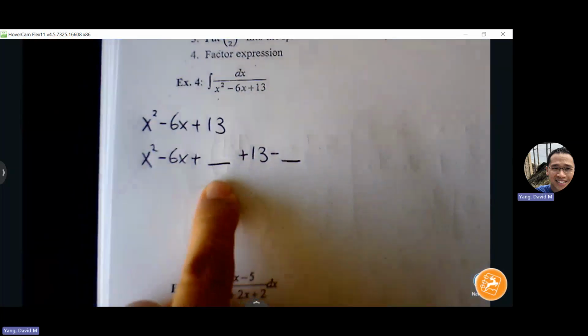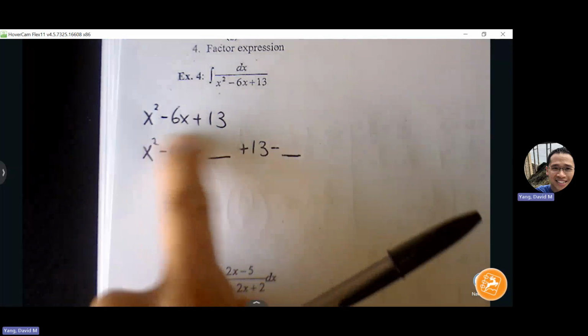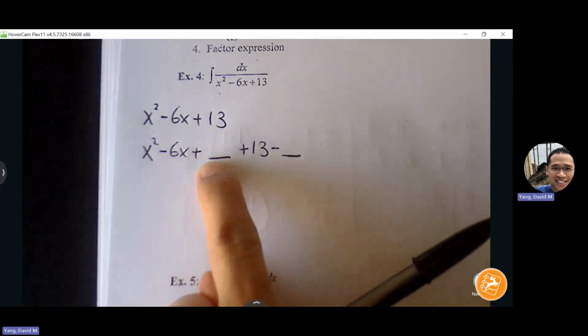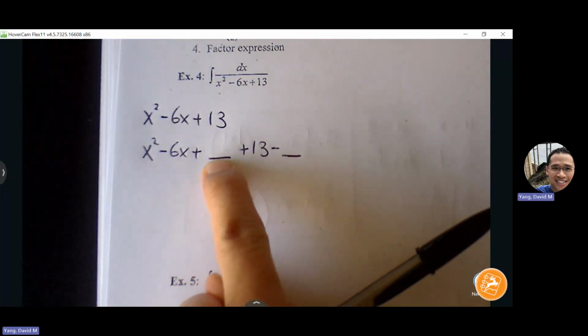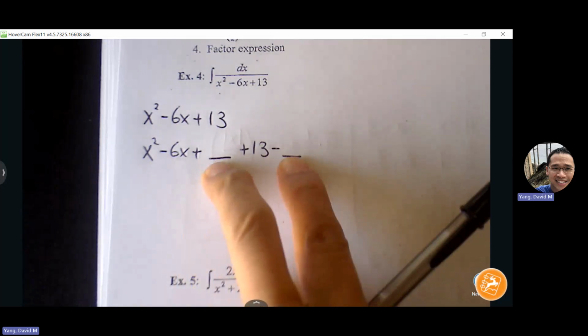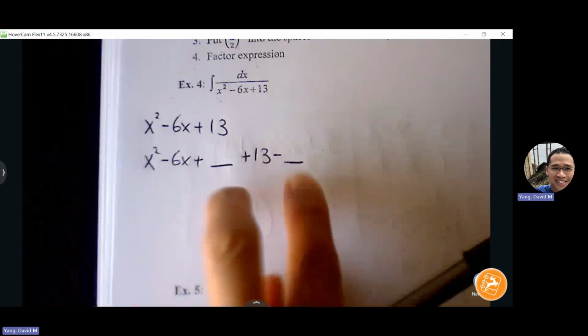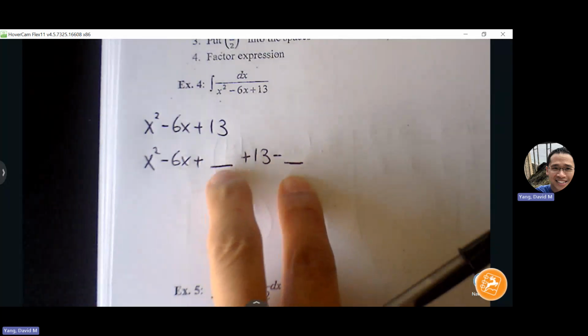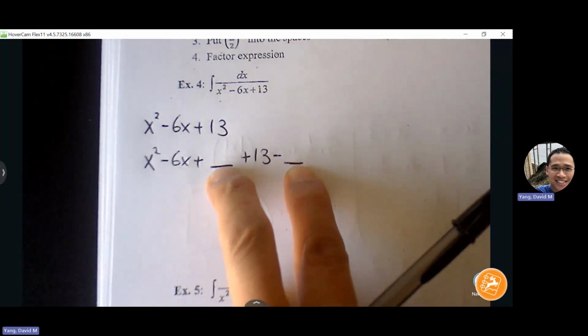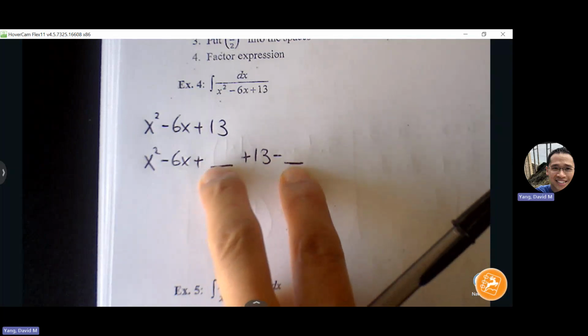So I want to find a nice value as a factoring partner, but whatever number I use, I want to make sure I immediately subtract it, because ultimately I don't want to change the overall value of this expression. So whatever number I find, as soon as I subtract it, then I'm not changing the overall value.